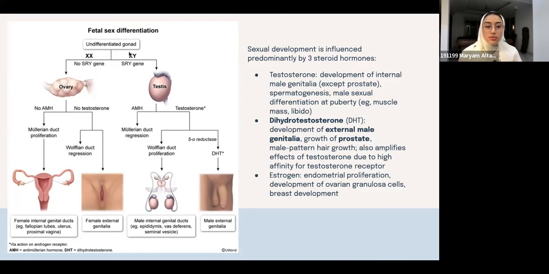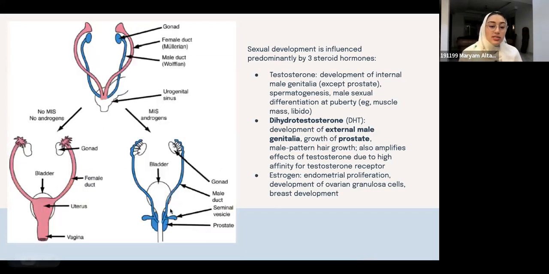SRY gene, XY is male. If you have a male that has anti-Müllerian hormone and testosterone, then that's going to lead to, one, regression of the Müllerian duct. Two, proliferation of the Wolffian ducts, and with dihydrotestosterone, development of the external male genitalia. So this is the general process, or the general steps, that we go through in utero when deciding: is this person a male? Is this person a female?